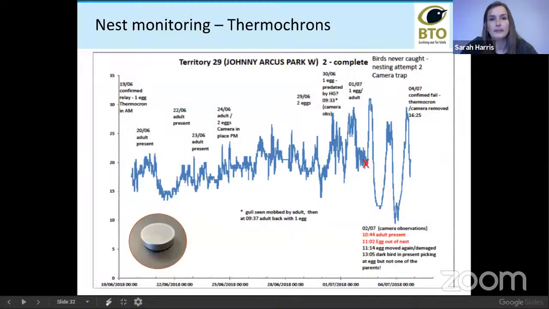So have a quick look now at the thermochron data. So we're seeing here, we're just measuring the temperature. It's pretty stable towards the beginning of this incubation period. And then we see through the camera traps, something happens with a herring gull and an egg disappears, another egg rolls out of the nest. And then you can see when the incubation of that nest cup just stops. So if you've got the laying dates, you can see if the incubation was long enough for the eggs to hatch, or if it was cut short, you could draw the conclusion that the nest probably failed.